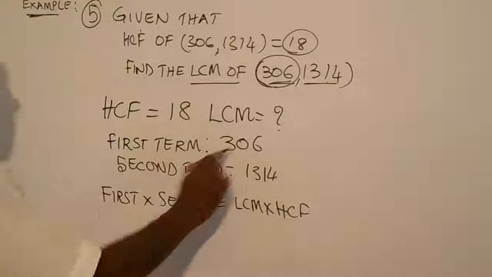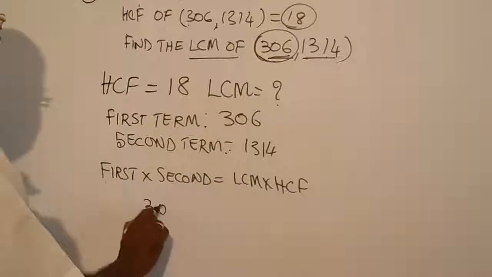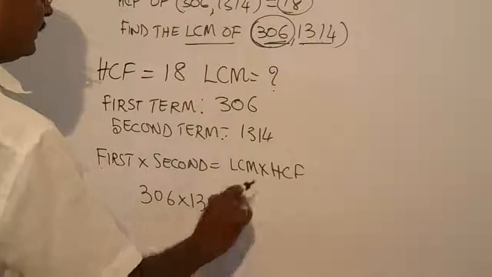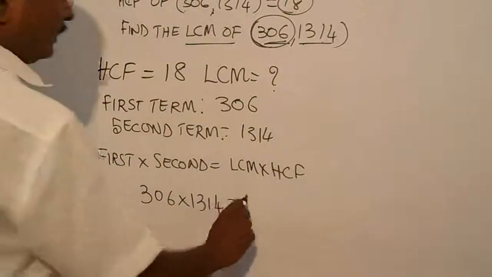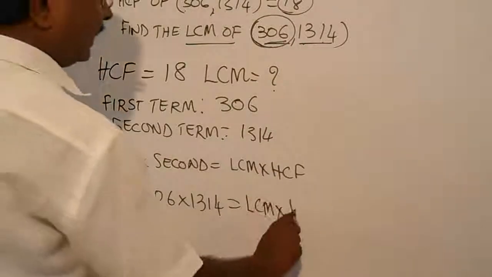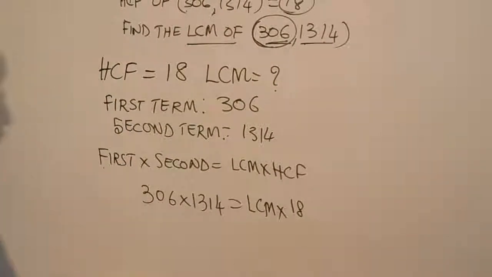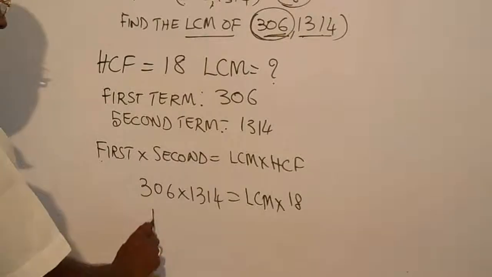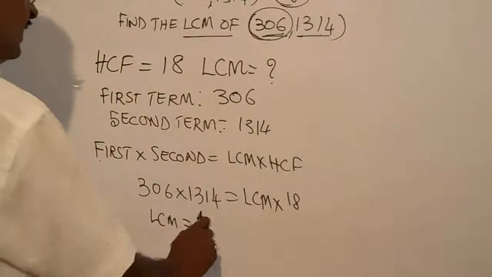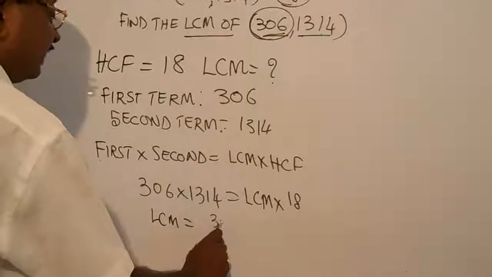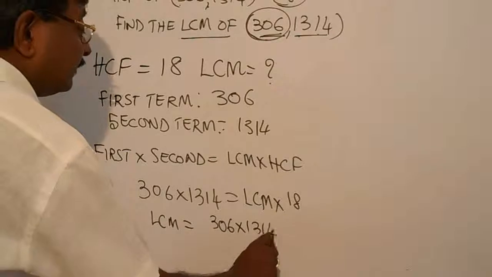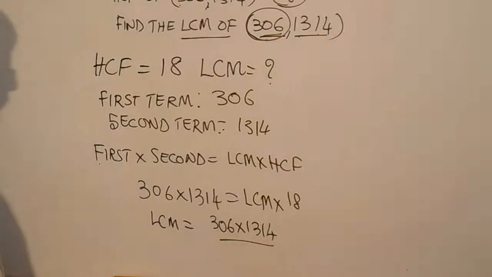Here we substitute the first number 306 into 1314, which is equal to LCM, which we have to find now, into HCF, which is already given as 18. Next we will take out the LCM. LCM is equal to 306 into 1314 divided by 18.